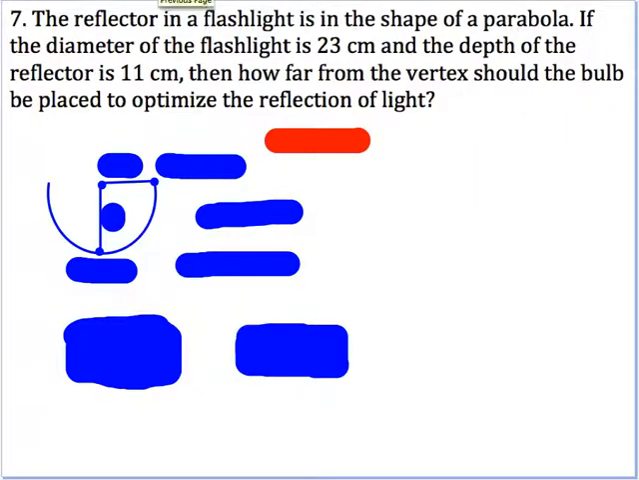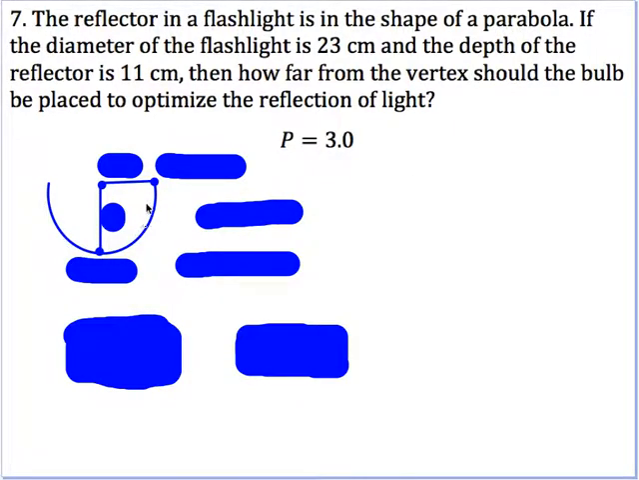Moving on. All right. The reflector in a flashlight is in the shape of a parabola. If the diameter of the flashlight is 23 centimeters and the depth is 11 centimeters, then how far from the vertex should the bulb be placed to optimize reflection of the light? Okay, so I'm going to show you the answer first, and then I'll show you how I get it.